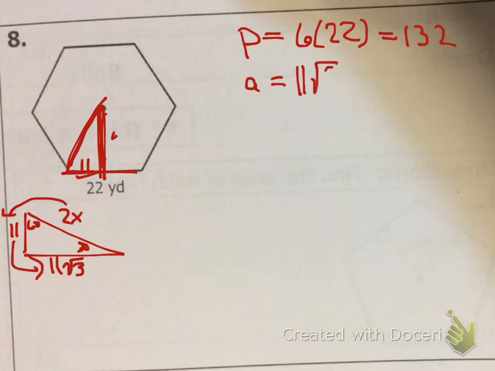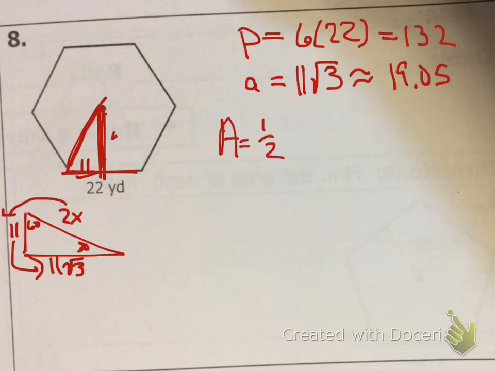Anyways, this would be 11 square root of 3, which is about, let's see, what is 11 square root of 3? 11 square root of 3 is about 19.05. Okay, so now I can say the area is equal to 1/2 times 19.05 times 132.